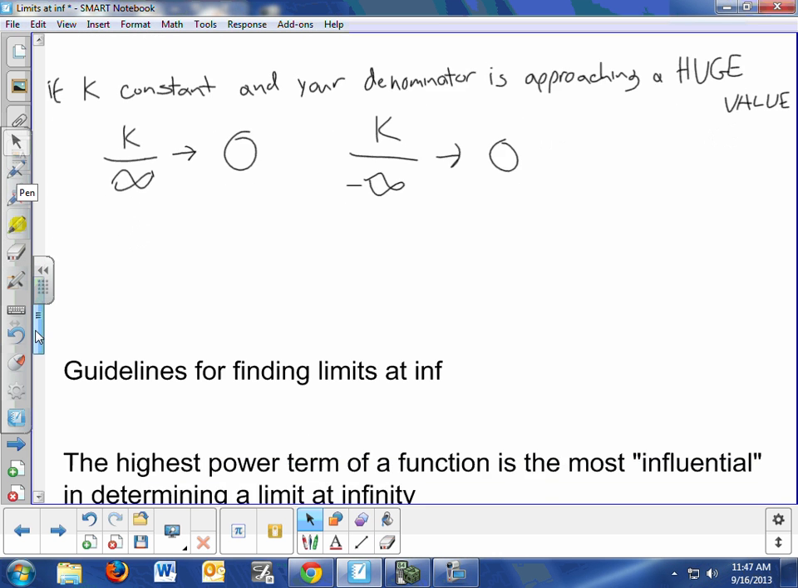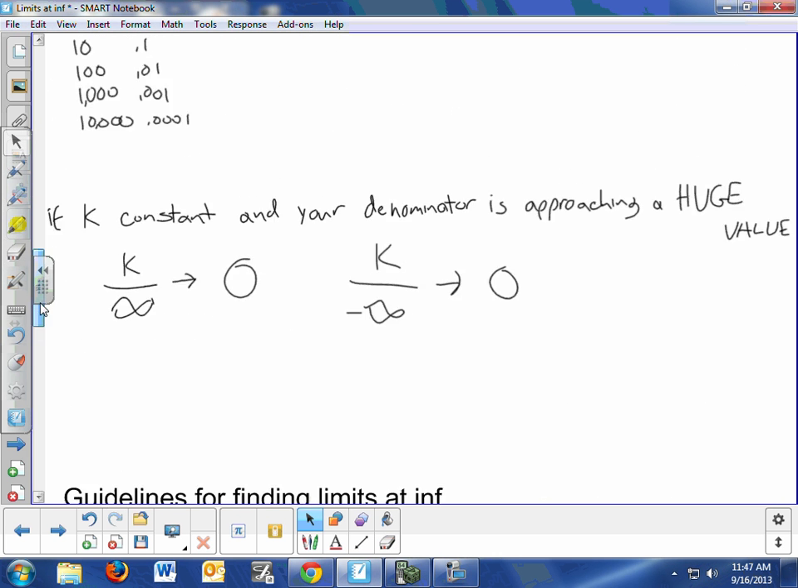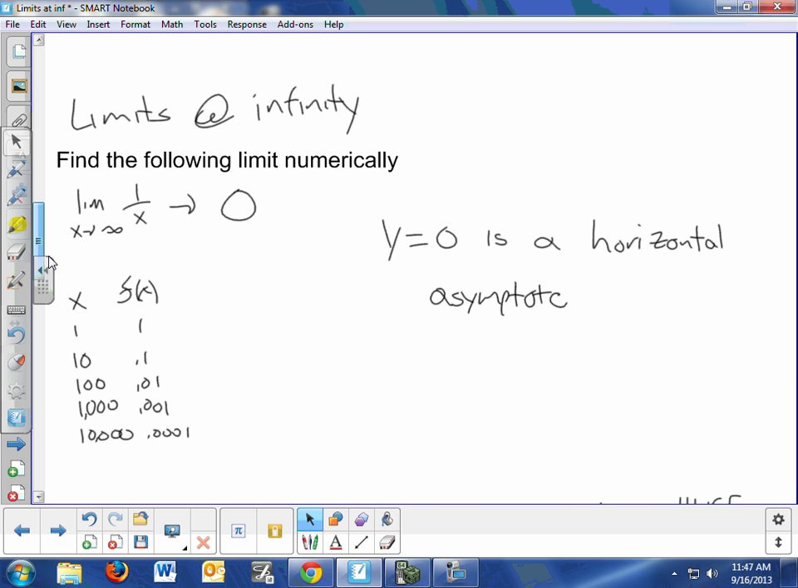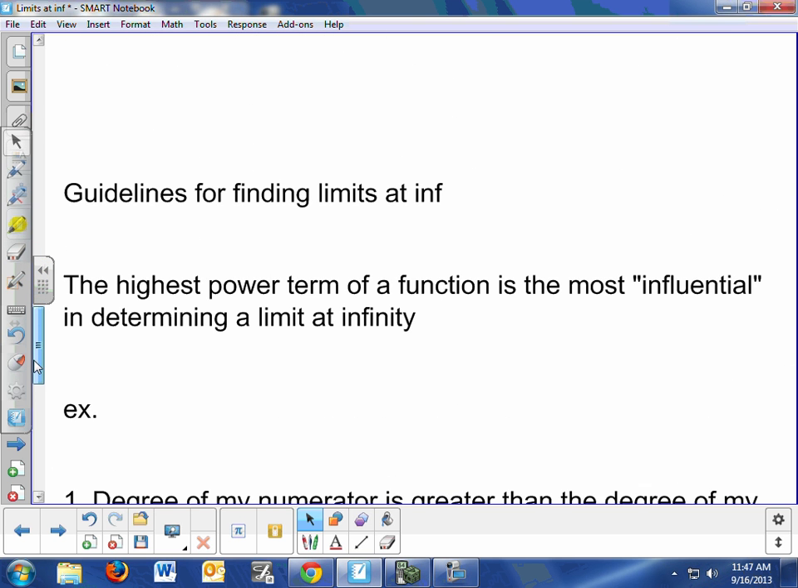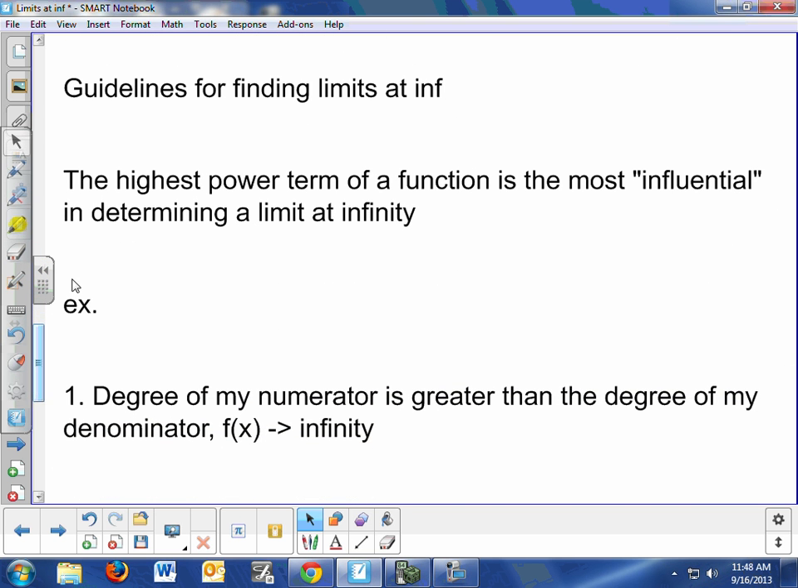Now, it's easier when we're talking about limits at infinity rather than limits as your denominator is approaching 0. So we have these guidelines. First guideline is the highest power term of a function is the most influential in determining a limit at infinity. And I'll give you an example.